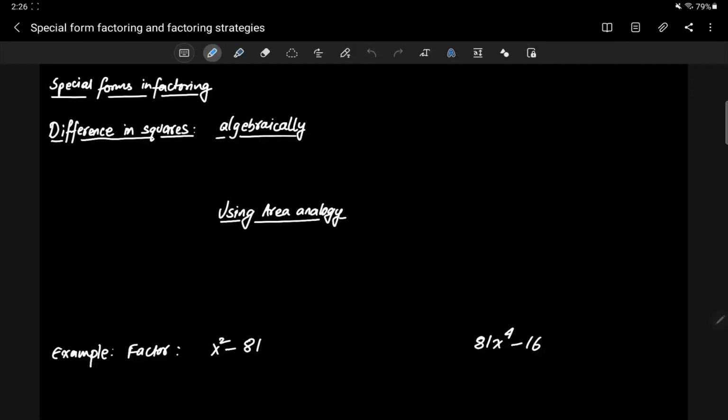We are going to continue our study of factoring techniques, and in particular we are going to focus on something called special forms in factoring. The first special form is called difference of squares. What this means is, if you see something that is the difference of the squares of two things, it can be written as the product of the sum times the difference.